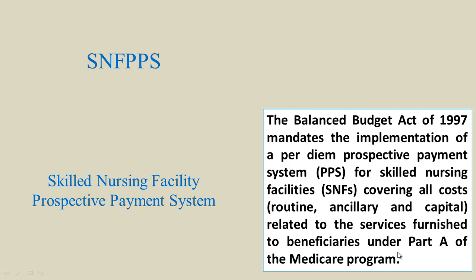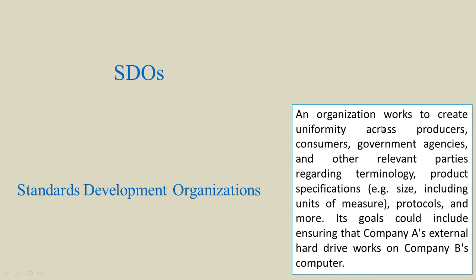SDOs, Standards Development Organizations. An organization works to create uniformity across producers, consumers, government agencies, and other relevant parties regarding terminology, product, specification, e.g. size, including unit of measure, protocols, and more. Its goal could include ensuring that company A's external hard drive works on company B's computer.